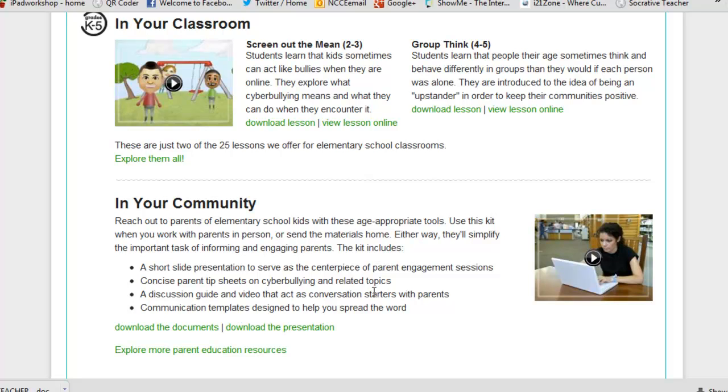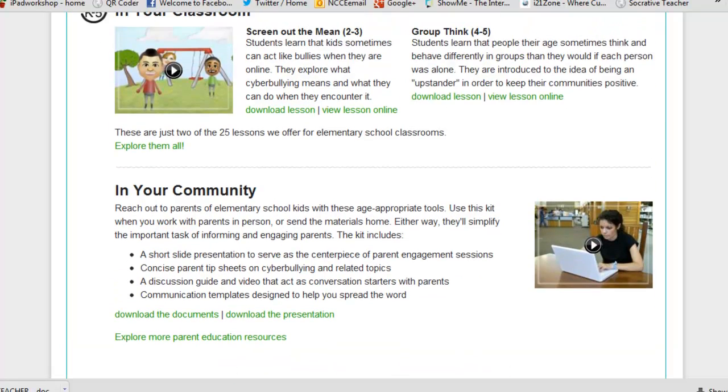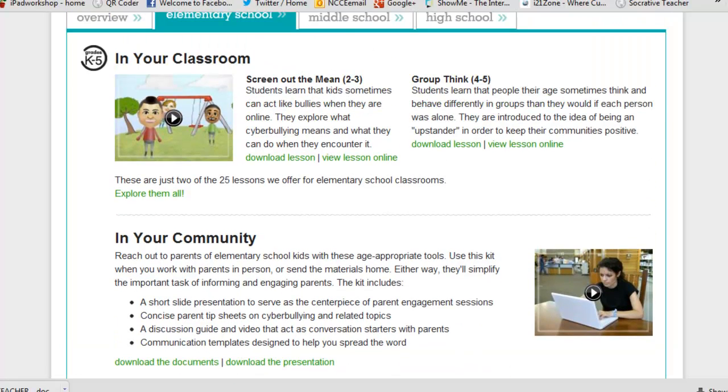Because if you don't have parental support, if the parents are not knowledgeable about what it is you're trying to teach, if they don't understand the strategies that you're teaching the kids, it's difficult for them to know what to do. So in this segment, there is a document or documents that can be downloaded. There's a presentation that can be downloaded. And then there are some additional parent education resources that can be downloaded. And these can be used in conjunction with the lessons on cyberbullying.